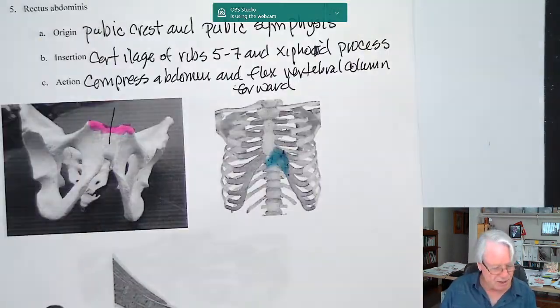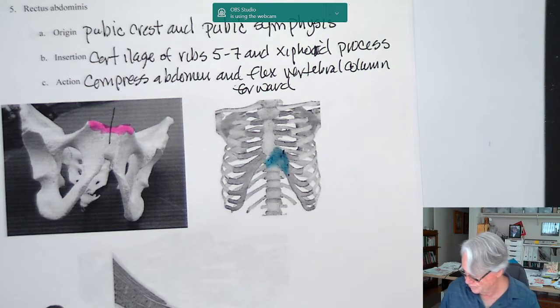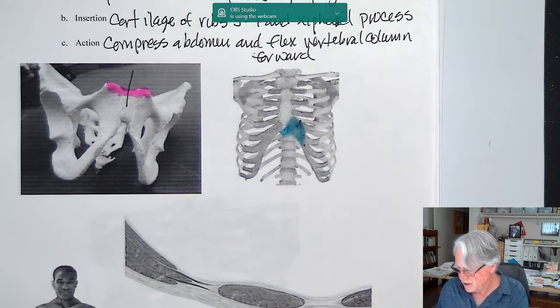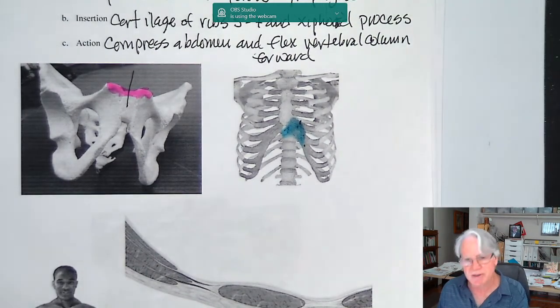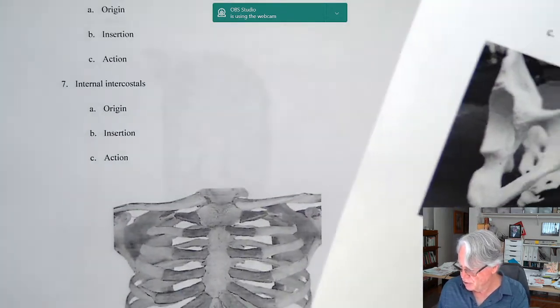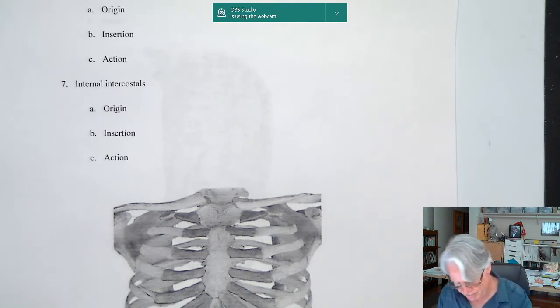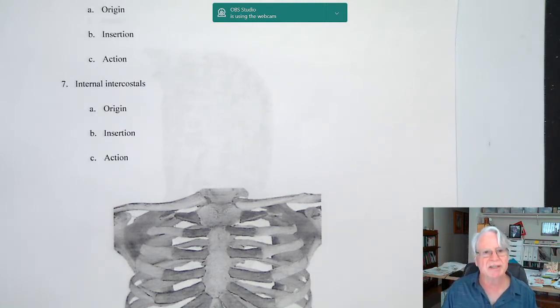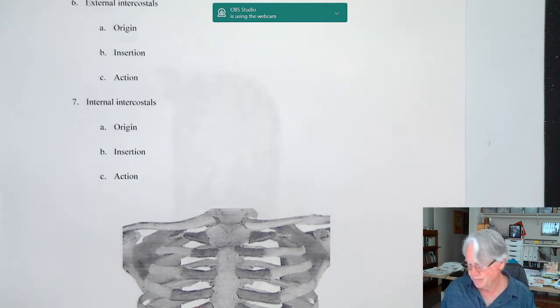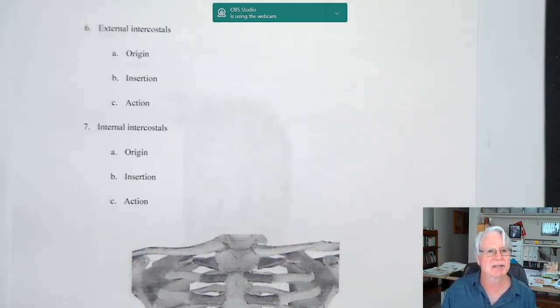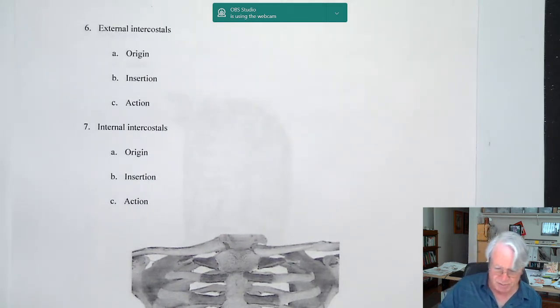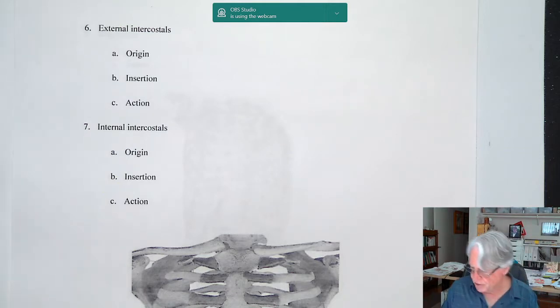Okay, let's see. That's the rectus abdominis. And then we have two more to talk about for this session, and then this session is done. And that's the external and internal intercostals. And here they are, external and internal intercostals. Let's begin with the external, the information that we need.